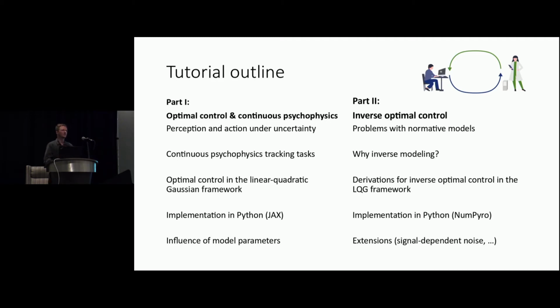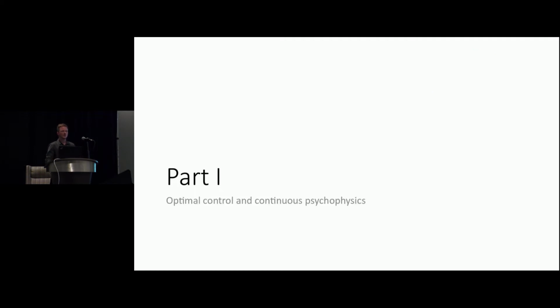The second part of the tutorial will be focused on inverse optimal control. To motivate inverse optimal control, I'll talk about some of the problems with normative models, and then talk about why we think inverse normative modeling is the way to go. And I'll show you the derivations for inverse optimal control in this framework. And again, walk through the implementation in Python, for which we'll use the probabilistic programming framework NumPyro. And if we have time, I'll talk about some extensions to signal-dependent noise and possibly other extensions to the framework. So let's start with optimal control and continuous psychophysics.